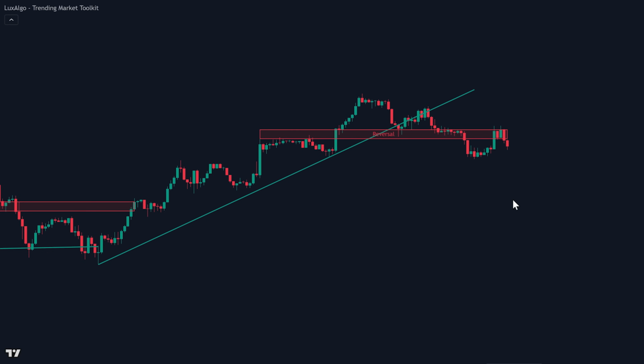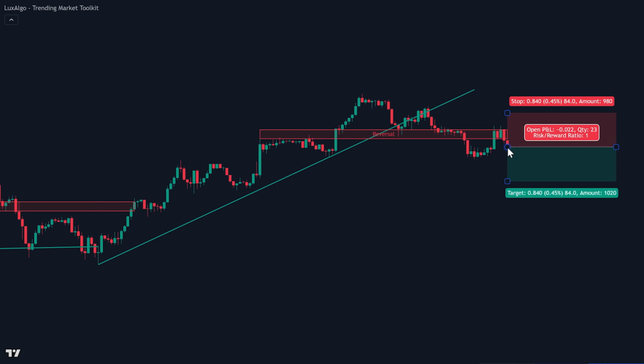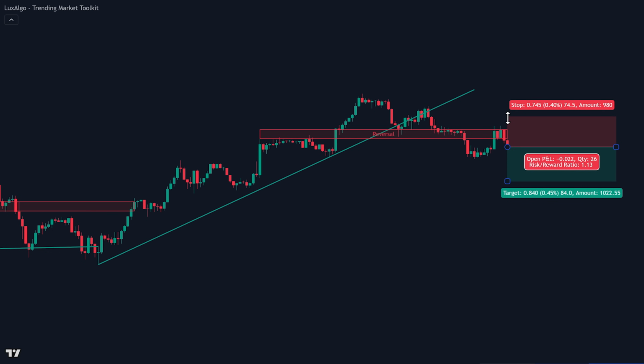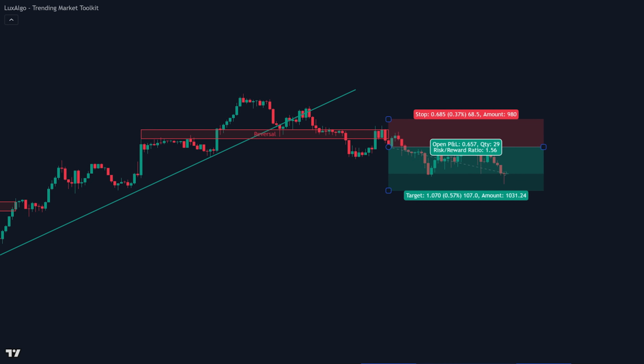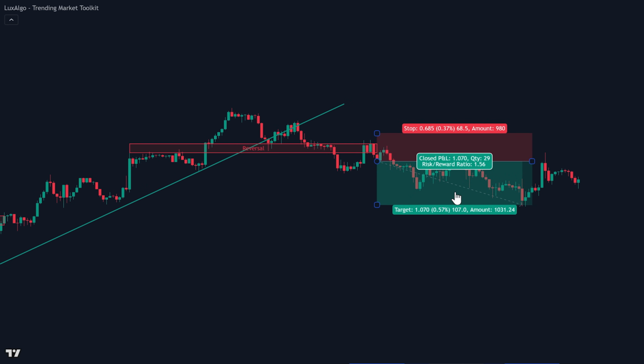Once these rules are met, we enter a short position. We set our stop loss above the reversal zone. We aim for a risk-to-reward ratio of 1 to 1.5. Looking at the chart, you can see this trade ended up profitable.